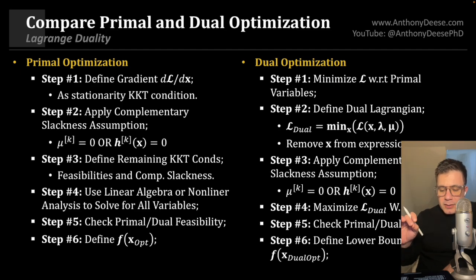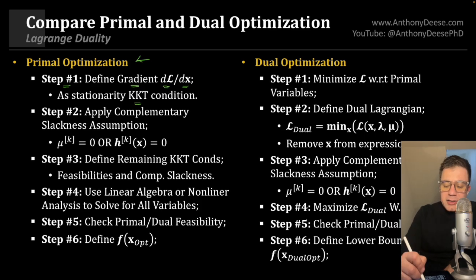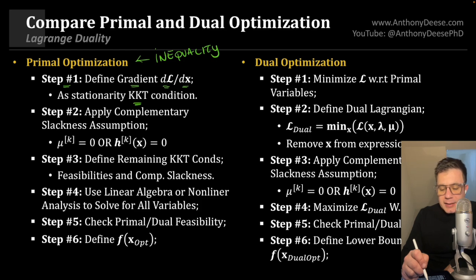Okay, so let's compare the primal and the dual optimization methods, and try to compare and contrast them step by step. So for primal optimization, what we do is we start off by defining the gradient of the Lagrangian with respect to x, and this defines the stationarity KKT condition, right? Let's just assume here that we have both equality and inequality constraints. Okay, so this serves as the stationarity KKT condition.